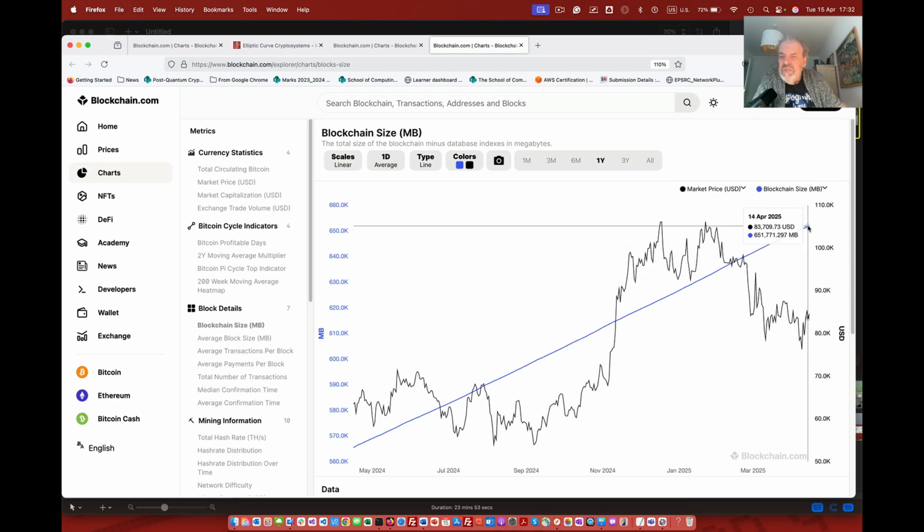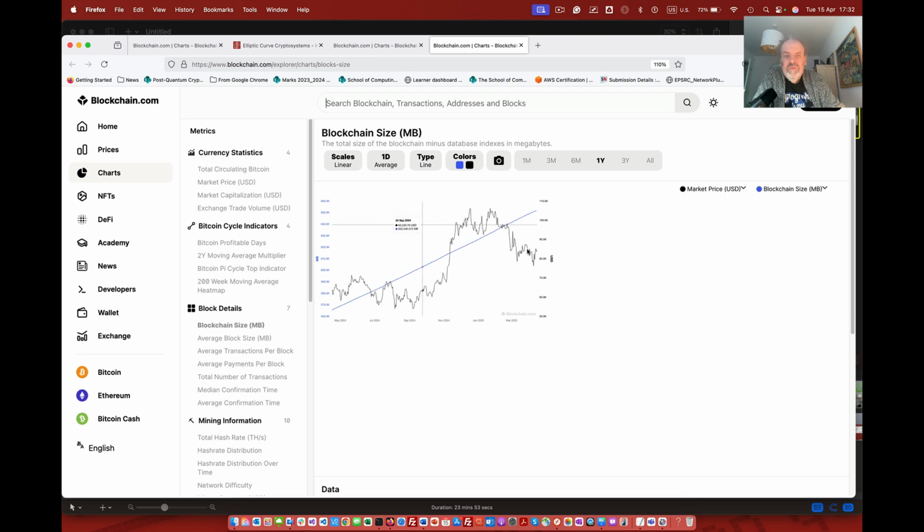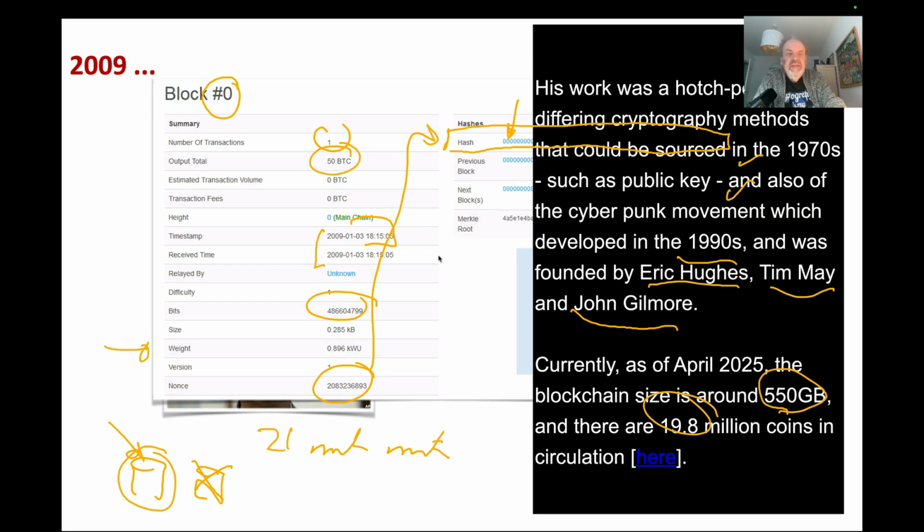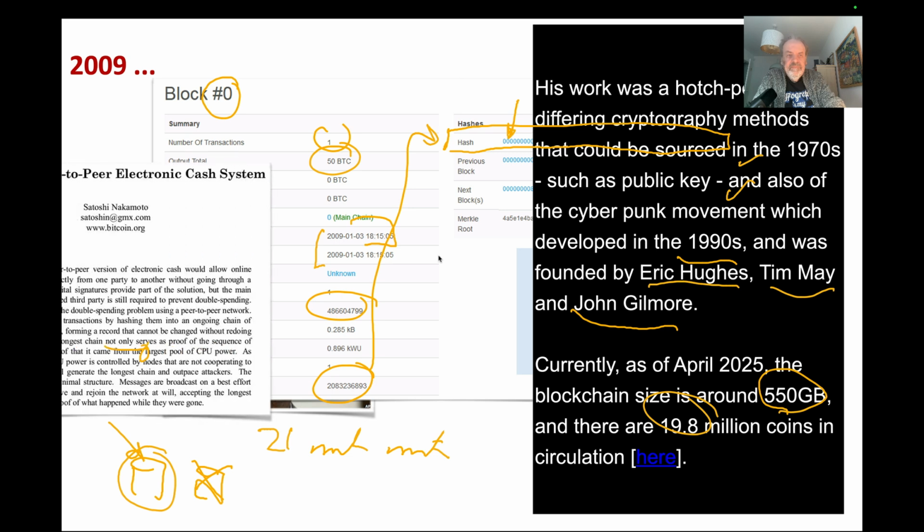Okay, this shows us where we are. We can see 651 gigabytes of storage. We can see it's gone up linearly over the time period from 2009.